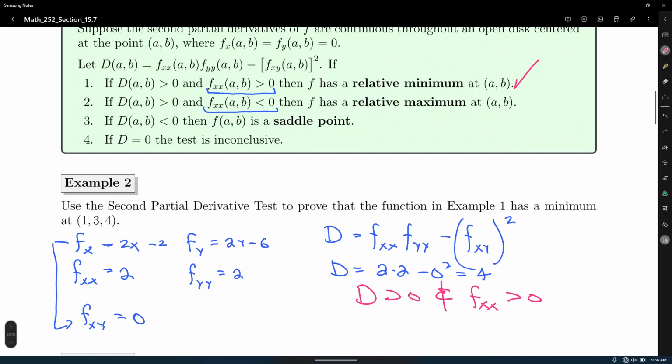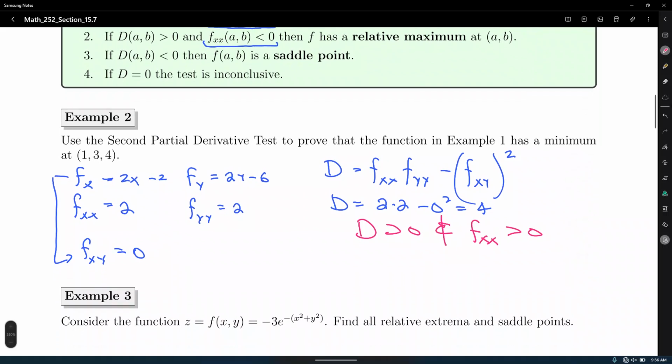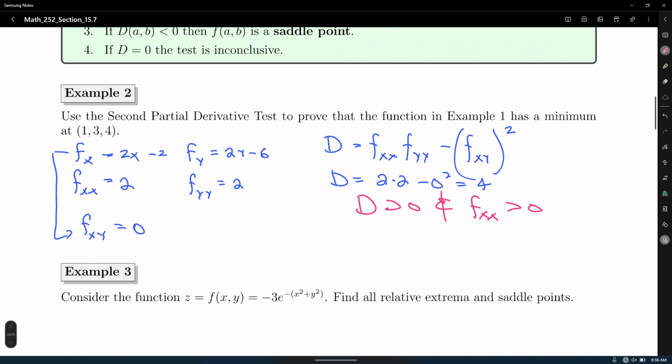All right. Okay, let's have a look at another example. Okay, so these are going to get more interesting this time.